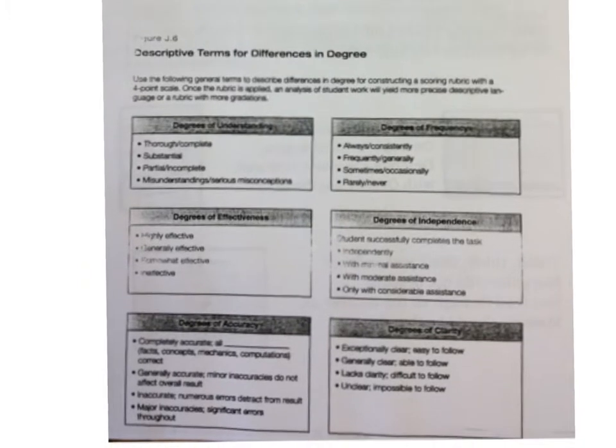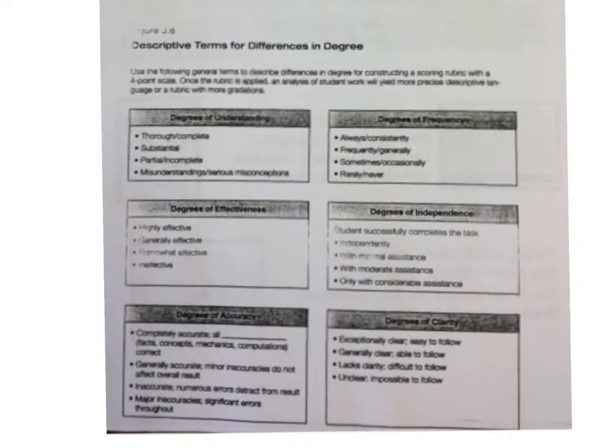Since I'm not stuck, I'm going to go ahead and move on to these descriptive terms. So this is the document, figure J6, that I'm going to be using as I'm building my rubric. This will help me use those different degrees in my continuum of learning when I think about a student who's an expert and the student who's a novice, who's just beginning. This is the document I'll be using as I'm working through the rubric.